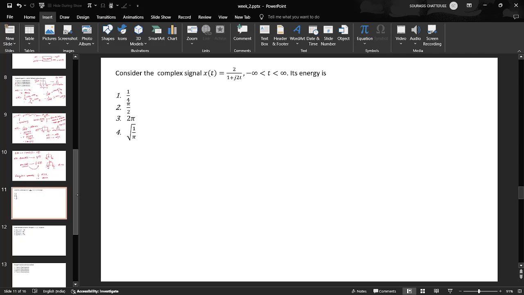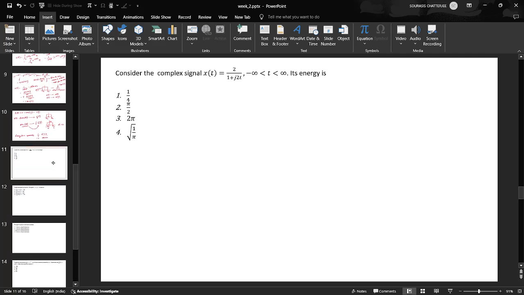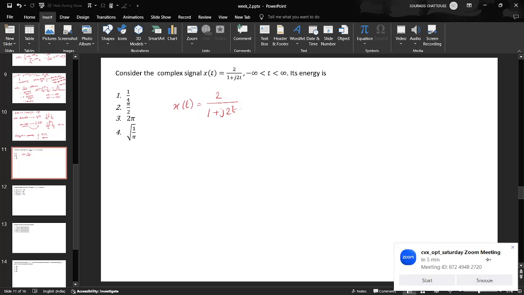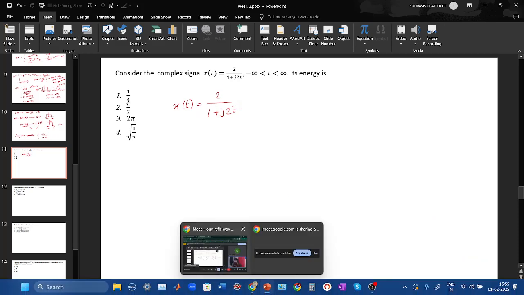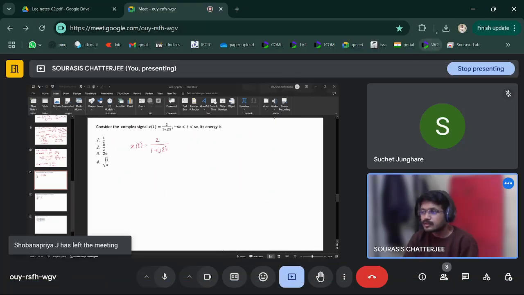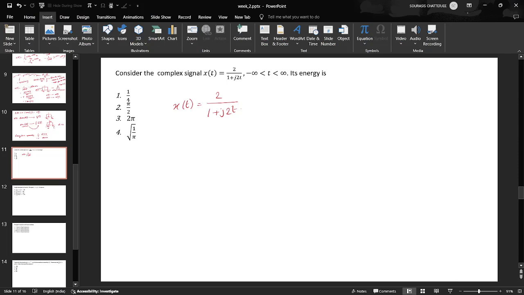So let us move to our next question. We are given a complex signal x(t), and we need to find what its energy is going to be. So we have x(t) as 2 over 1 plus j2t. So how do you exactly compute the energy of a signal? Anyone would like to say anything about this? How should I proceed?